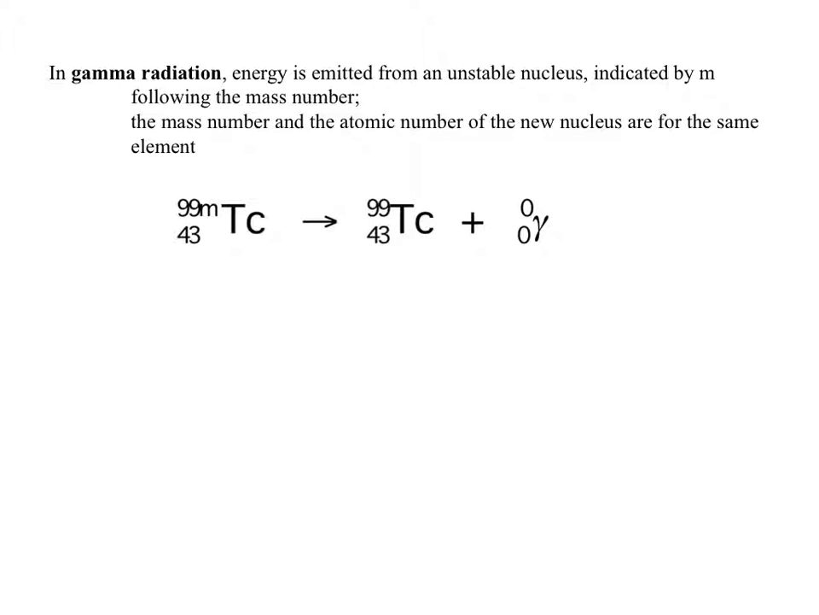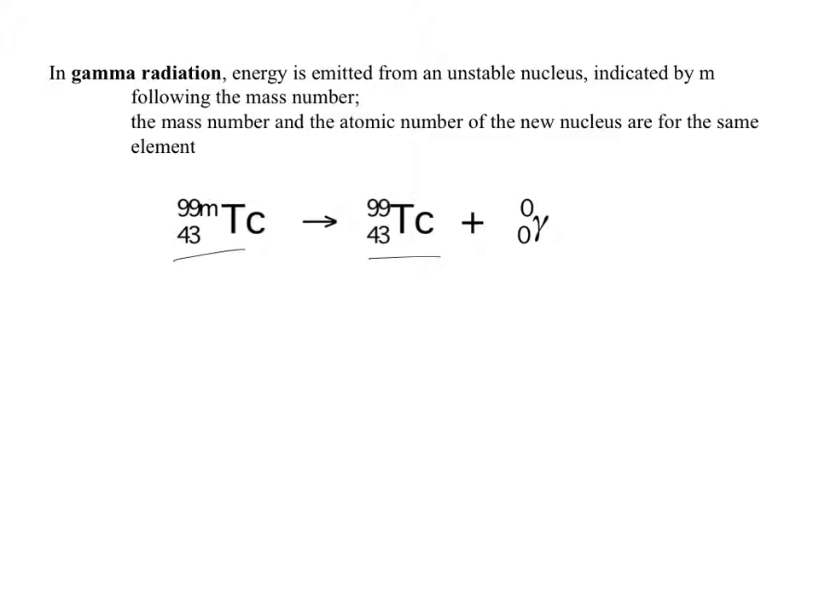All right, finally, let's talk about gamma radiation. Gamma is actually pretty easy in the sense that the numbers are 0, doesn't have mass, doesn't have charge, but it's a huge amount of energy. And as you can see right here, energy is emitted from an unstable nucleus indicated by the following mass number. The mass number and the atomic number of the new nucleus are the same for the two of them.